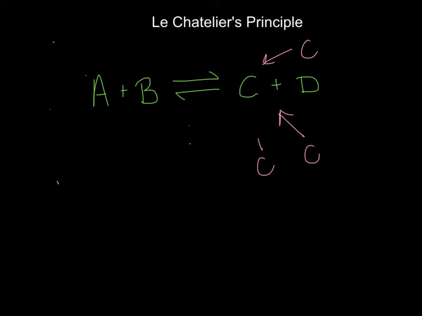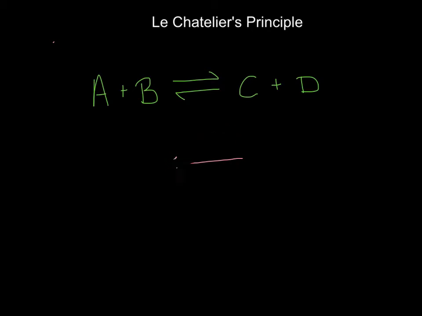So when I'm adding concentrations, my equilibrium is going to shift in the direction away from the additional concentrations. So if I add extra A or B, my reaction is going to shift to the right. If I add more C or D, my equation is going to shift to the left.